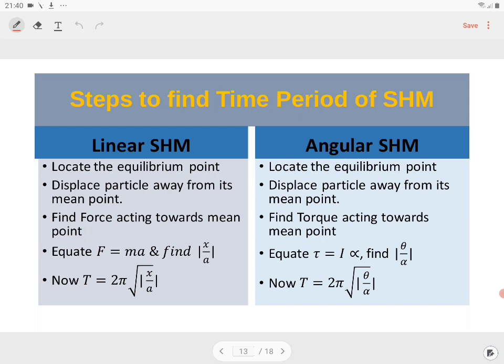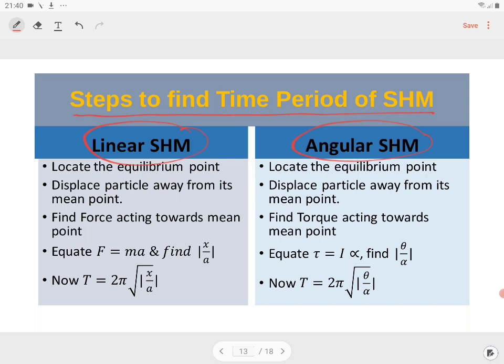So in this part 4, we are going to see the steps to find the time period of SHM. We have linear SHM and also angular SHM. So what are the steps to be followed to find the time period of linear SHM? Linear SHM means the particle will be executing SHM in a straight line.